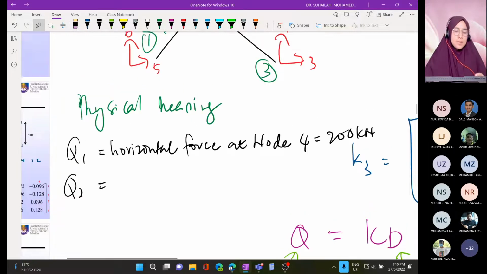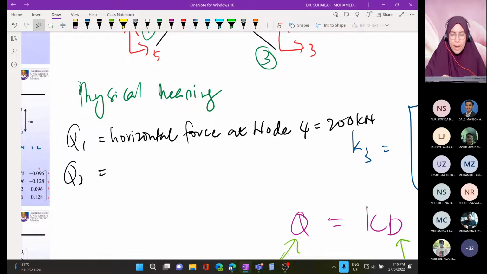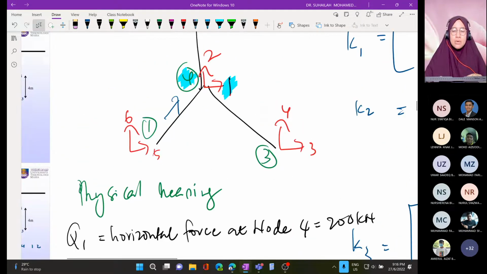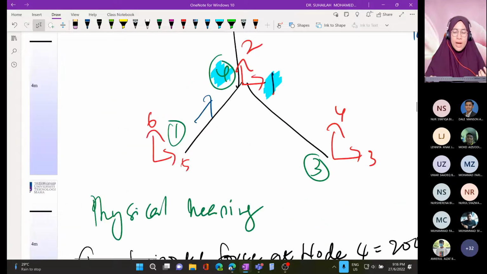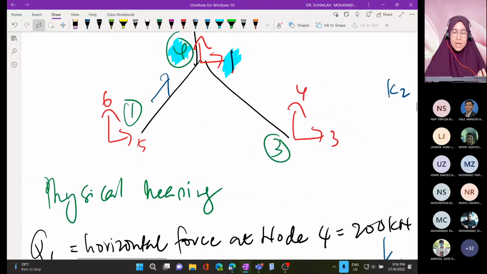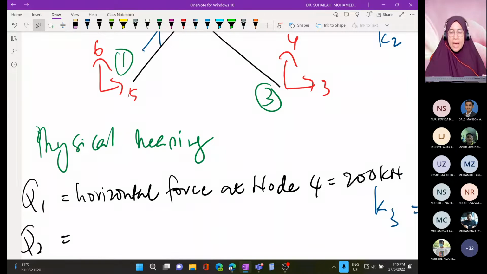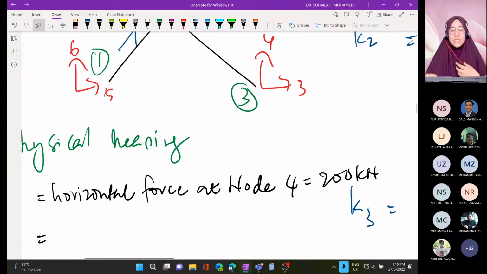That is the physical meaning: a horizontal force. Q1 refers to this; 1 refers to the horizontal component, at node number 4, and Q is a force. So the physical meaning of Q1 is a horizontal force at node number 4, which is equal to 200.